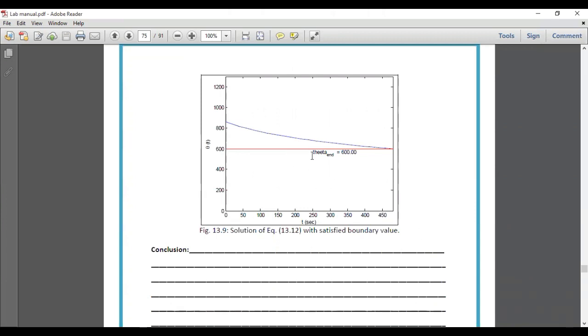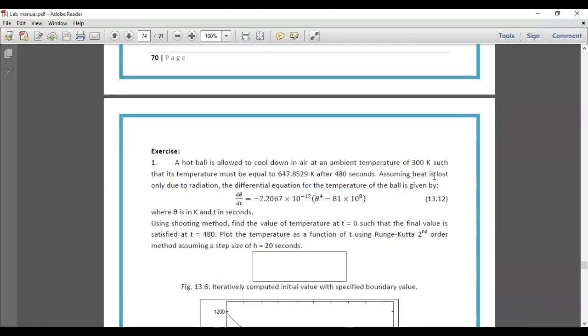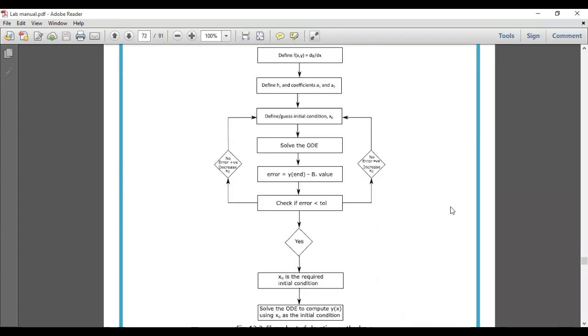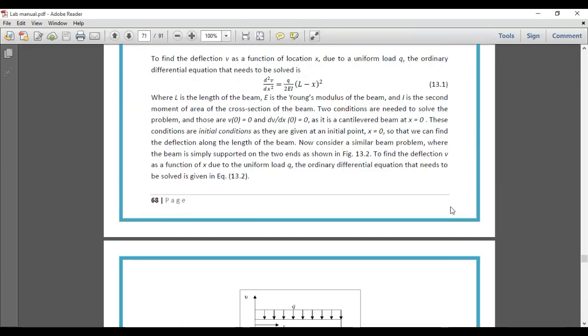So I have done the same thing over here in this manual, and you can try this thing by yourself as well. And I hope you have understood the concept of the shooting method in solving boundary value problems.